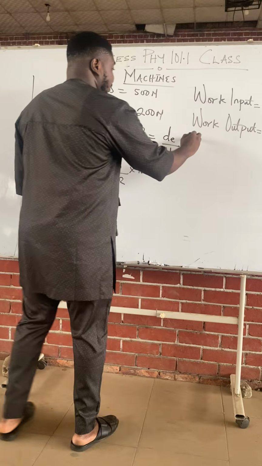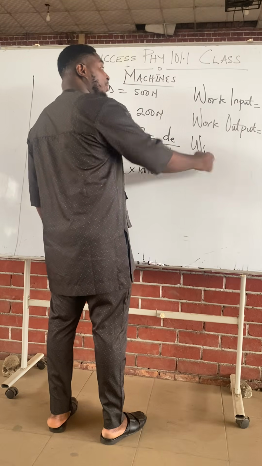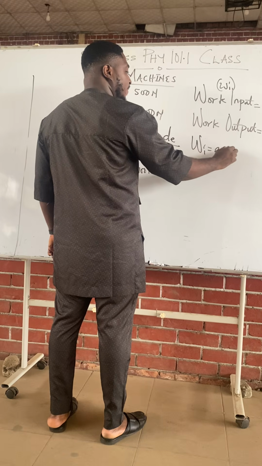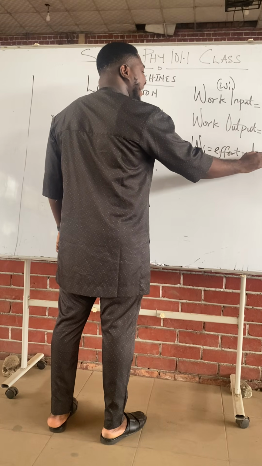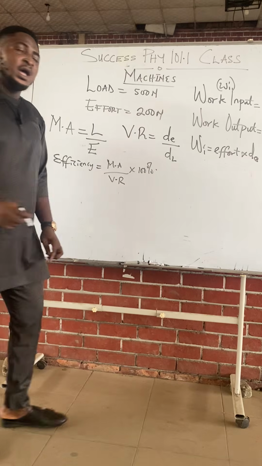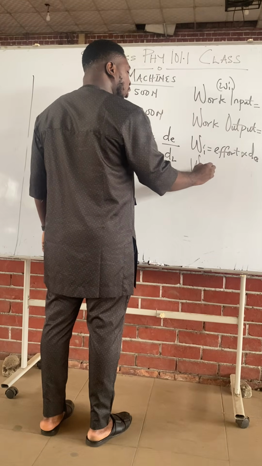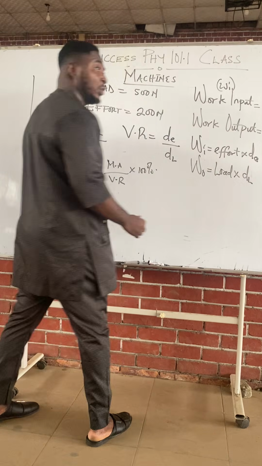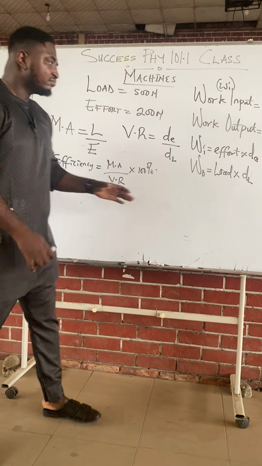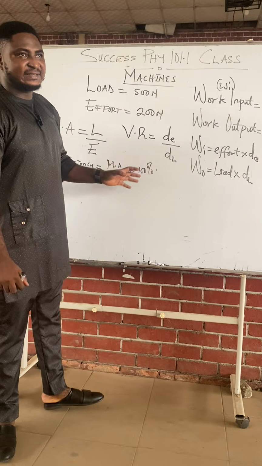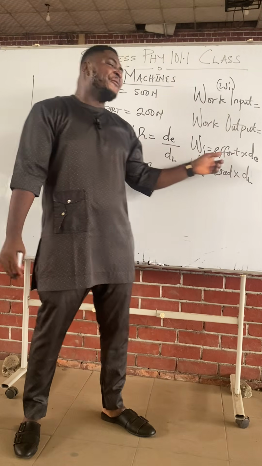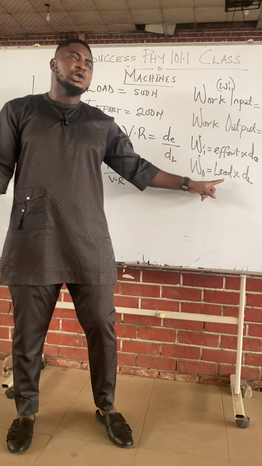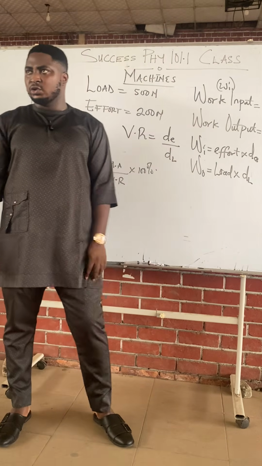The work input of a machine, let's call it WI, is the effort multiplied by the distance moved by the effort. And the work output of a machine is the load multiplied by the distance moved by the load. Class, work input is effort times distance moved by the effort, and work output is load times distance moved by the load.